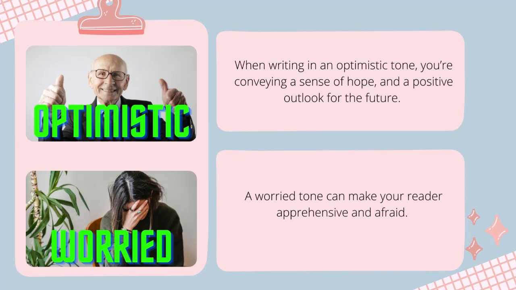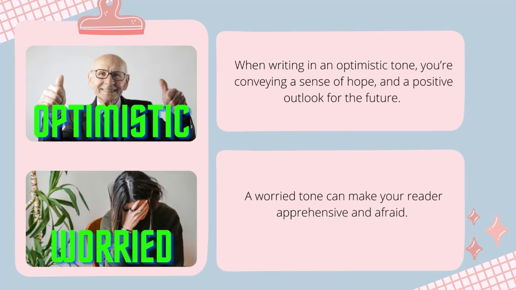First, we have optimistic. When writing in an optimistic tone, you're conveying a sense of hope and a positive outlook for the future. Even when acknowledging today's challenges, the uplifting language gives readers aspiration. For example: David said with a reassuring smile, "hopeful" and "hang in there."